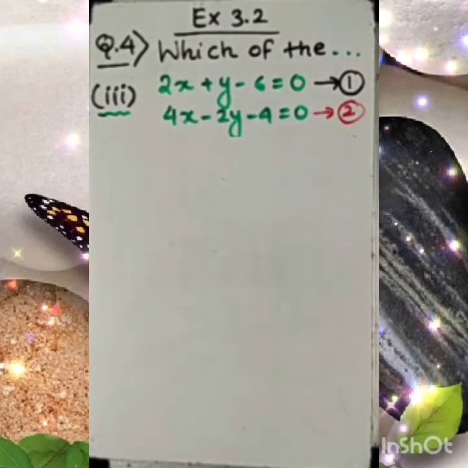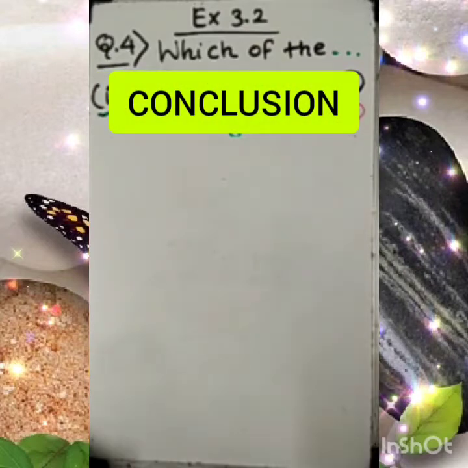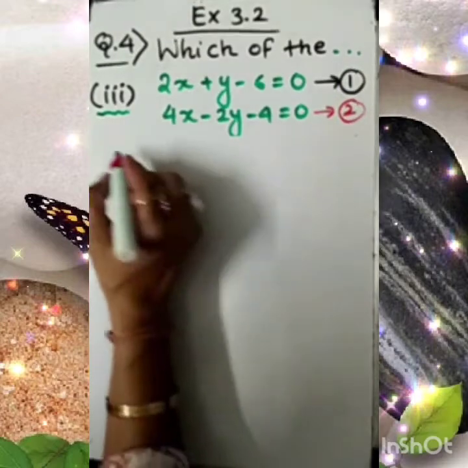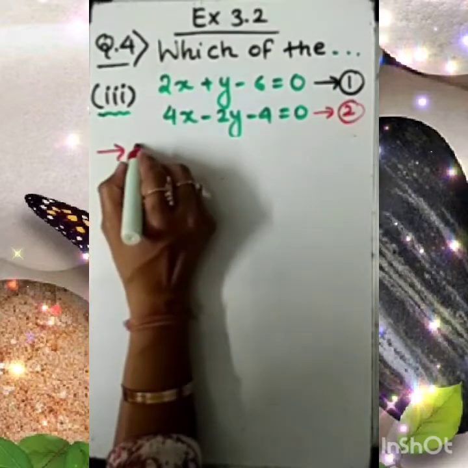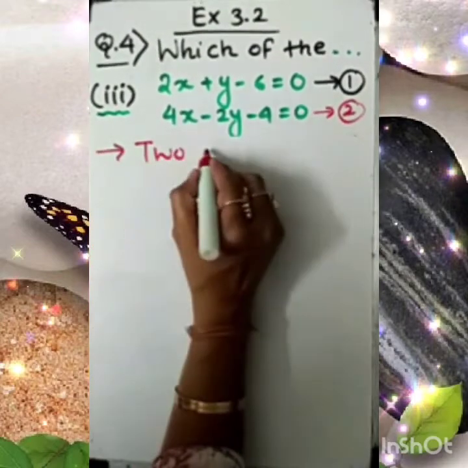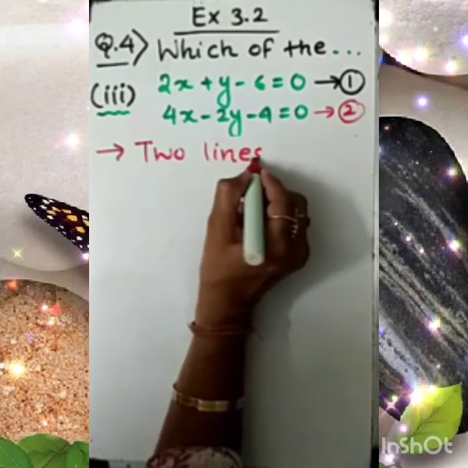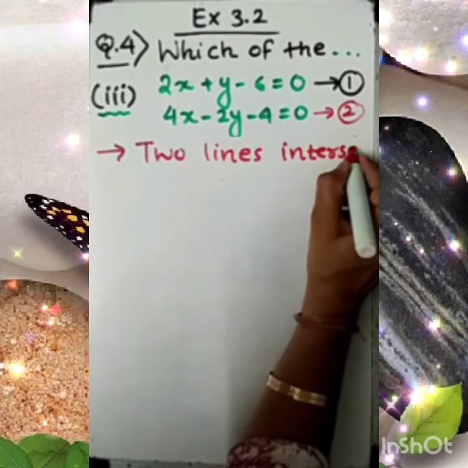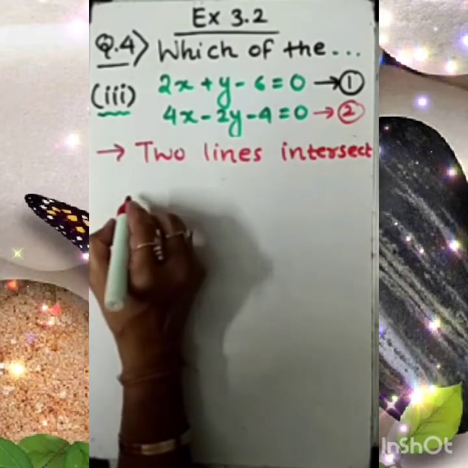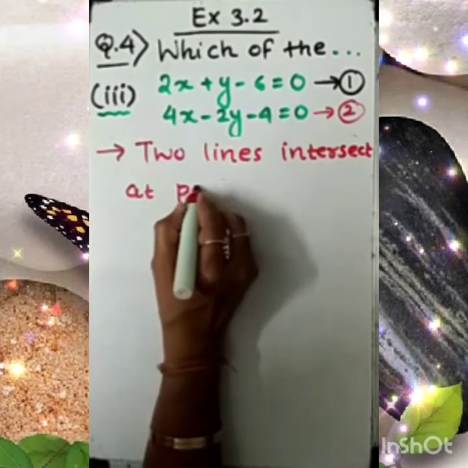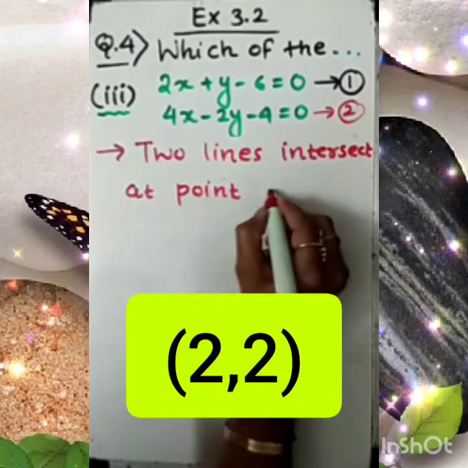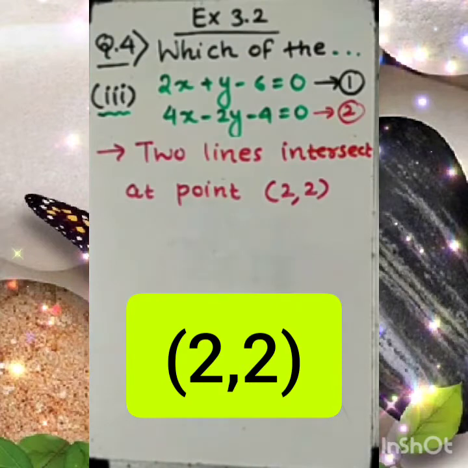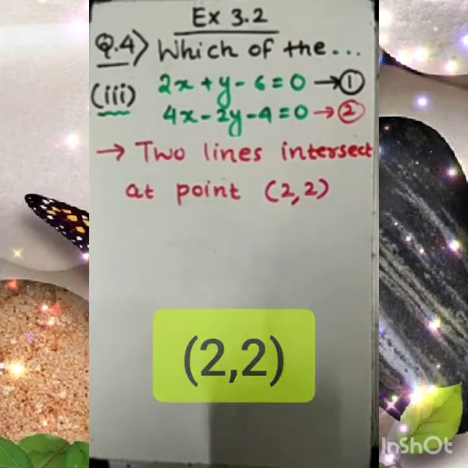So it's time for the conclusion. What result are we getting after drawing the 2 lines? We need to mention here: the 2 lines intersect at the point (2, 2). We can also give any name to that intersecting point if we want.